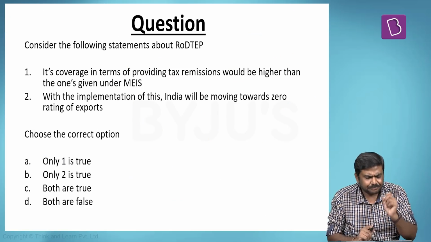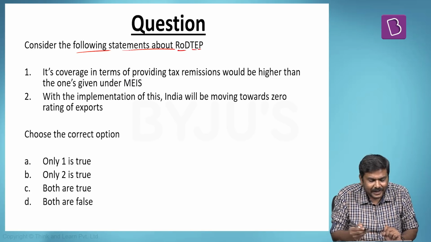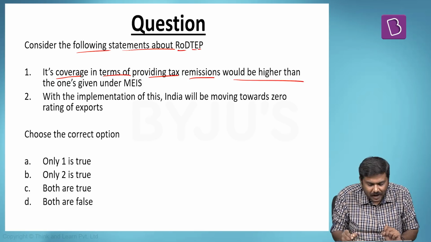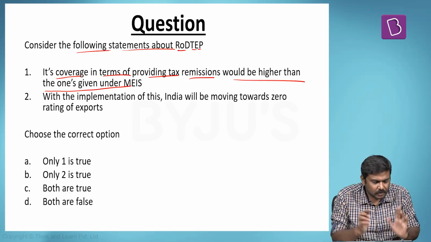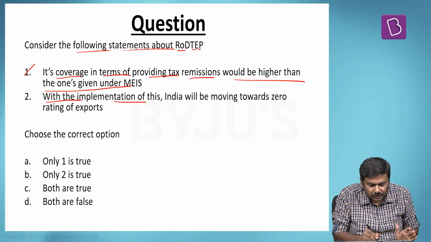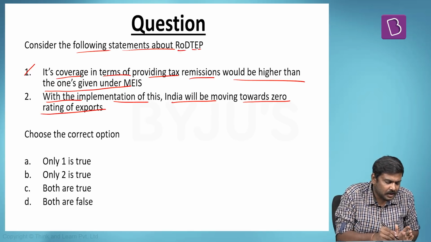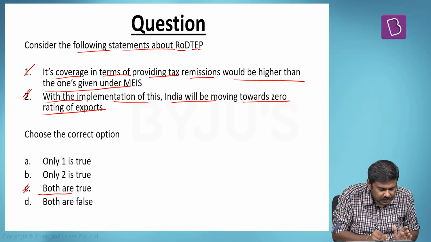Having looked at this, let's solve a question here. Consider the following statements about RODTEP. First, its coverage in terms of providing tax remissions would be higher than the ones given under MEIS. I've already told you the coverage will be much wider under this, so the first one is correct. Second, with the implementation of this, India will be moving towards a zero rating of exports. This is also correct. So both the statements are correct, and the right option will be option C.